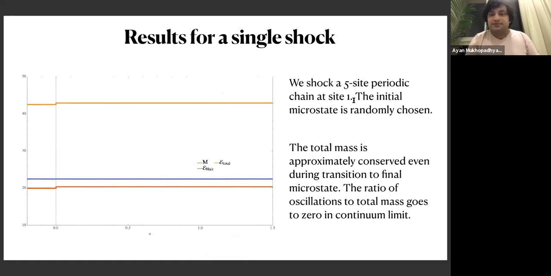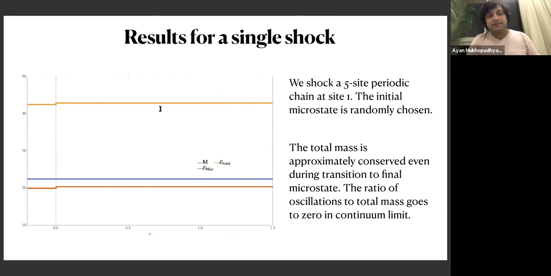And what we study is a 5-site periodic chain model. You see it behaves in the right way. Essentially the total energy is conserved. Of course, it's not conserved when you are shocking, because you're injecting energy. The total energy jumps, but the jump is essentially the jump in the total mass. If you look at the hair energy, it doesn't change at all.